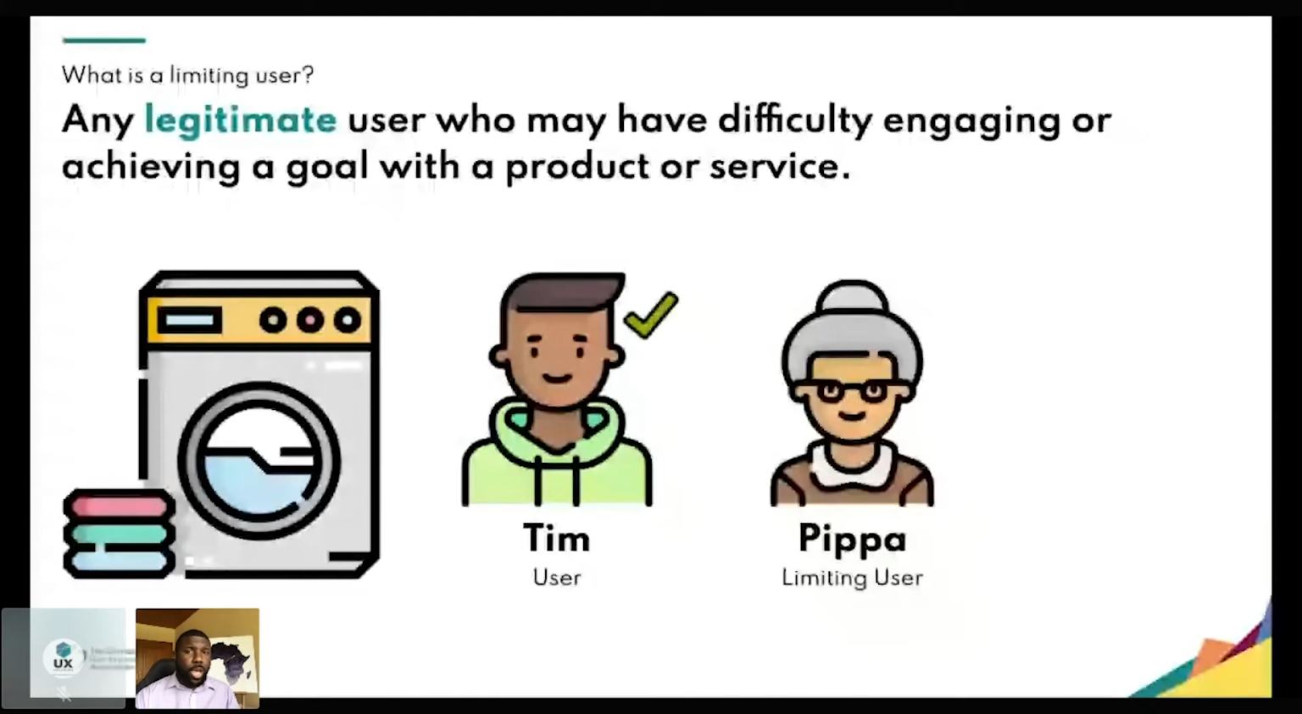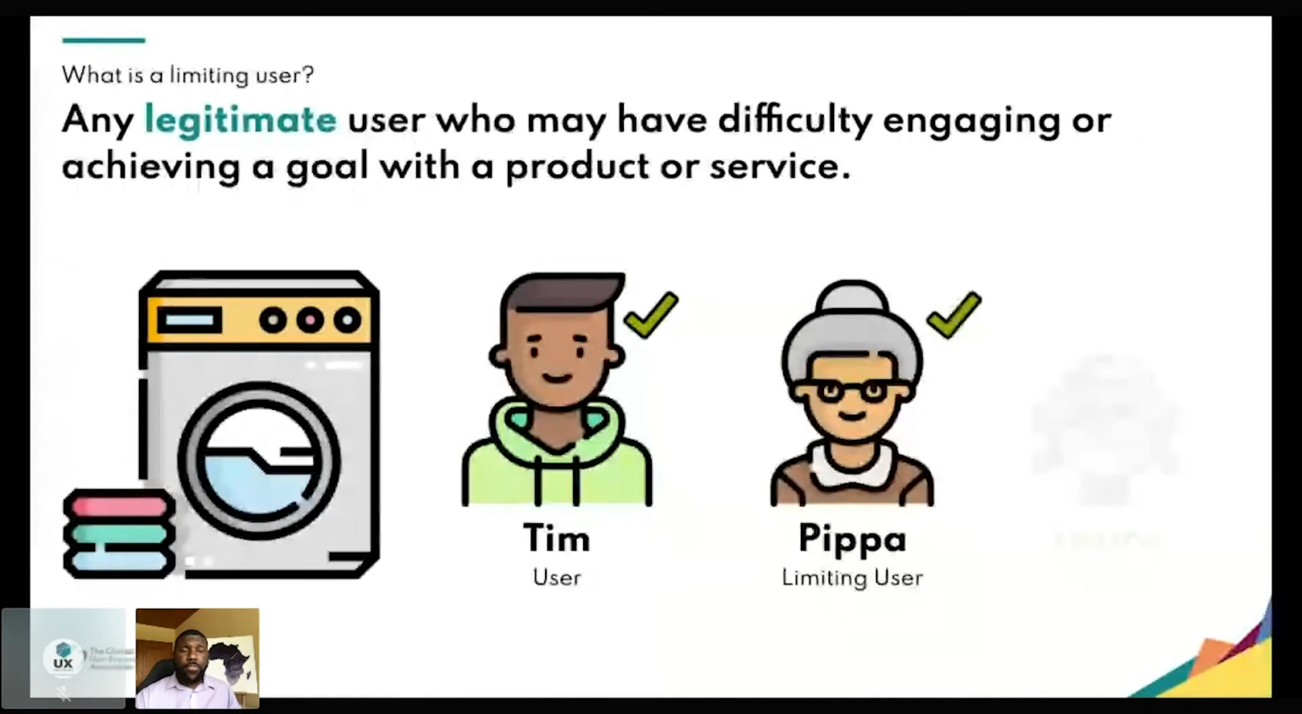She's a limiting user because she has to use the washing machine. She's more than capable of looking after herself, even though she's a retiree. She's not so old she can't do stuff anymore. But she does have rheumatoid arthritis that's getting on a bit. And because of that, it means that her pressing the open door button, which is really, really firm on most washing machines, she struggles with that. So she's going to have issues, but she's a legitimate limiting user.